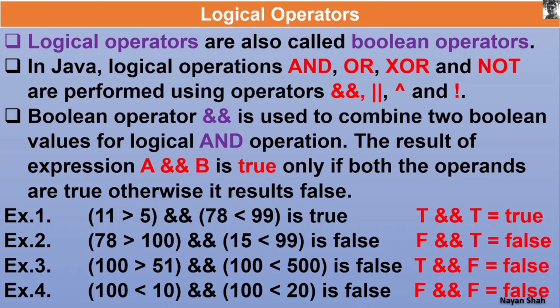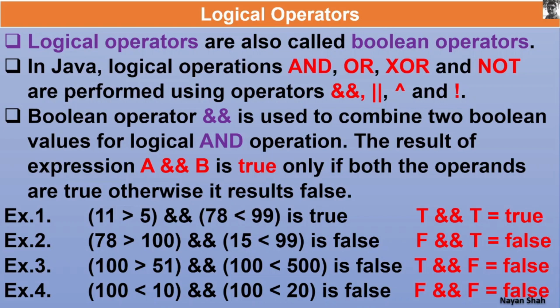So let us see the example. Example 1, 11 greater than 5 and 78 less than 99. Both the conditions are true. So true and true is equal to true. Second example, 78 greater than 100 and 15 less than 99. First condition is false, second is true. So false and true is false.